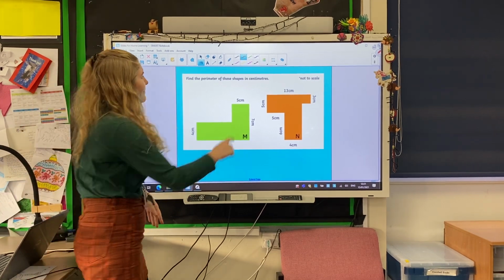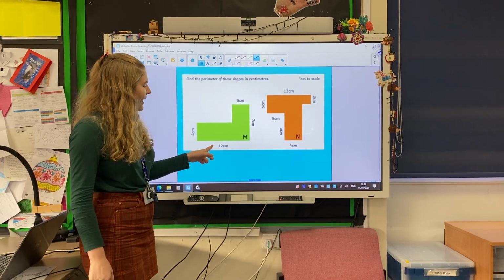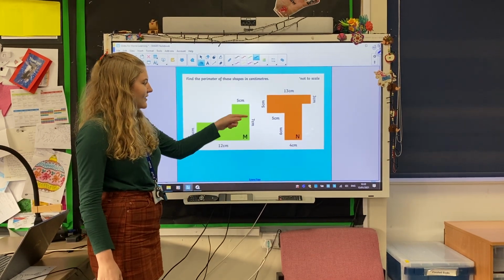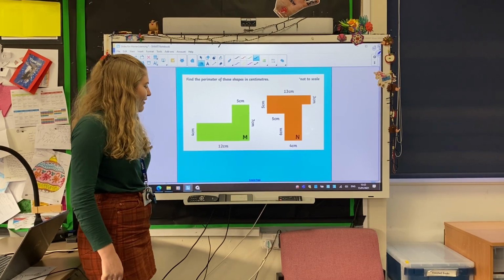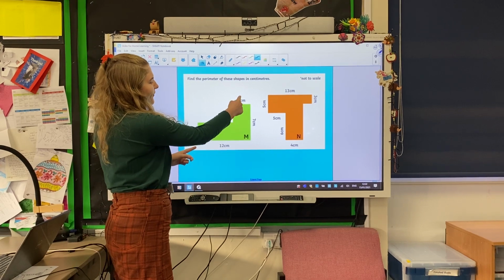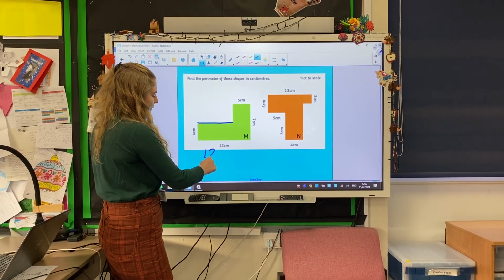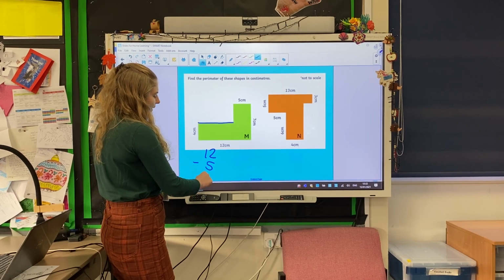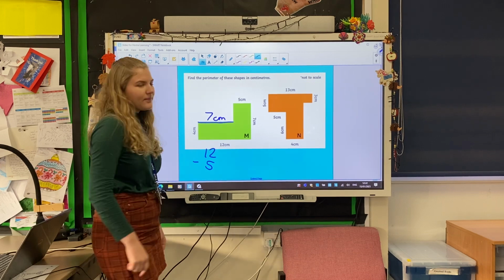Nice and easy, really. So here, we know that that's 4 centimetres, this side is 12 centimetres, this side 7 centimetres, this side is 5 centimetres. So if we know that this side is 12 and this little bit is 5, we can work out this length by doing 12 take away 5, which is 7 centimetres.